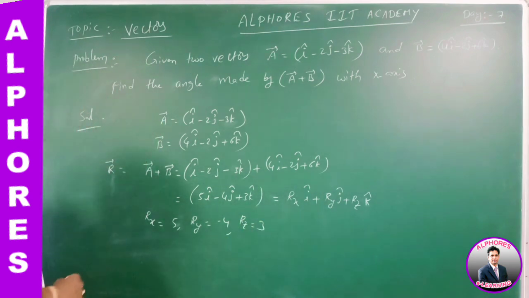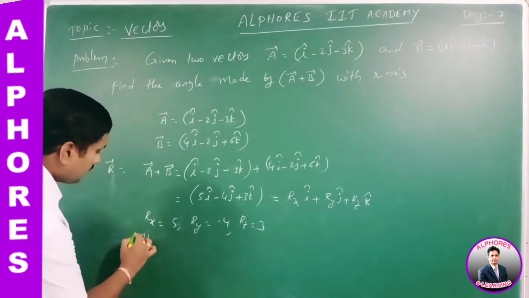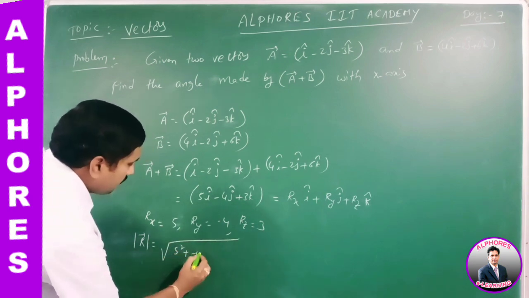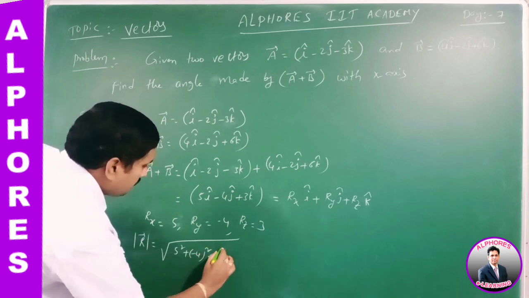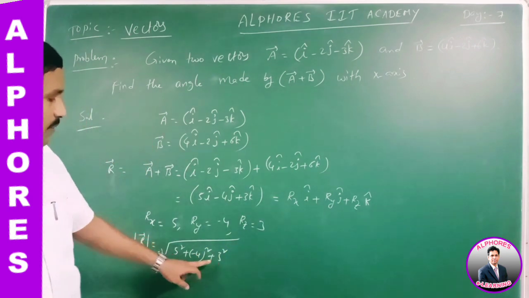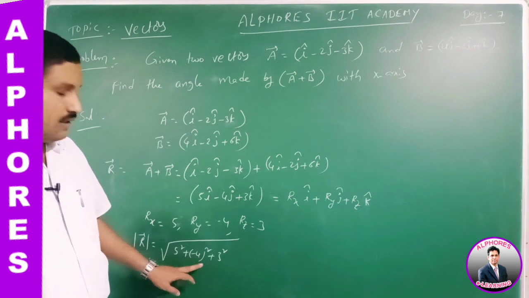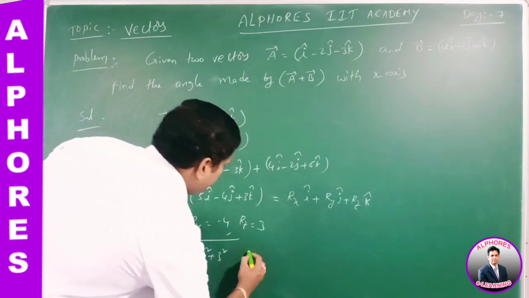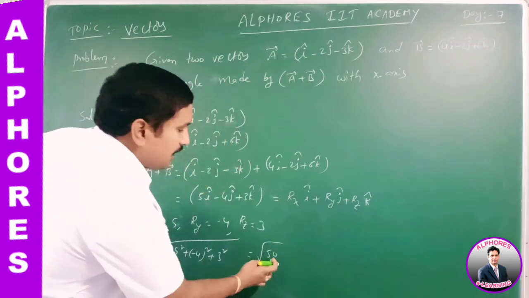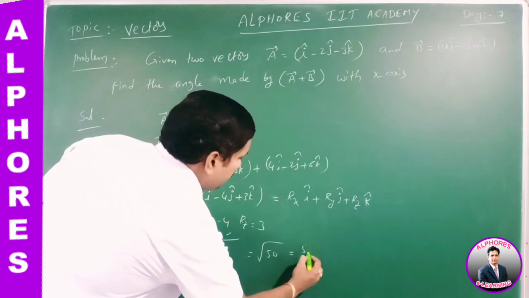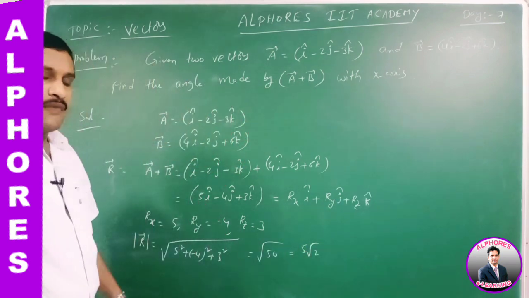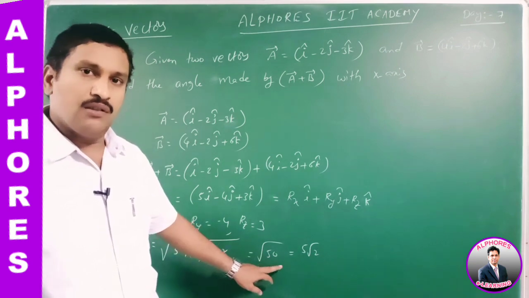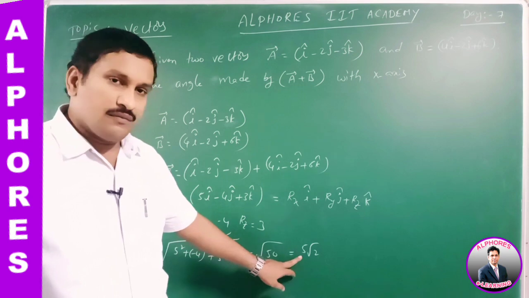Rz is equal to 3. And the magnitude of r bar is equal to root of x coefficient square plus minus 4 whole square plus 3 square. 3 square 9 plus 4 square 16 is 25, 25 plus 25 again is 50. That means this is root 50. It can be written in the form of 5 root 2. Is it correct or not? Why? Because inside root 50 it is nothing but 25 into 2. 25 can be written outside as 5, so 5 root 2.